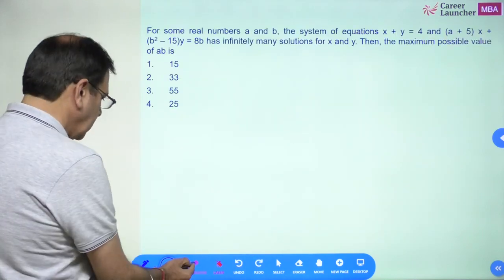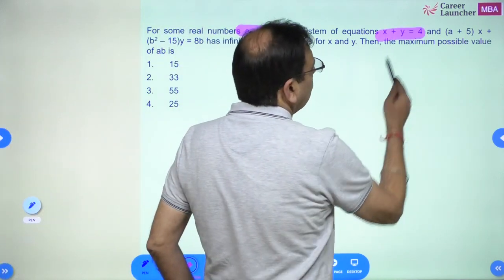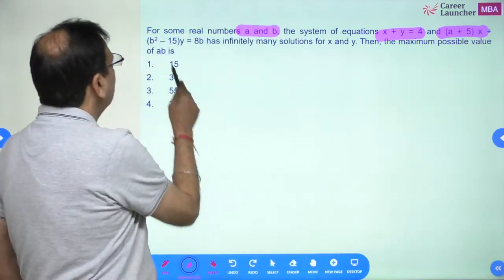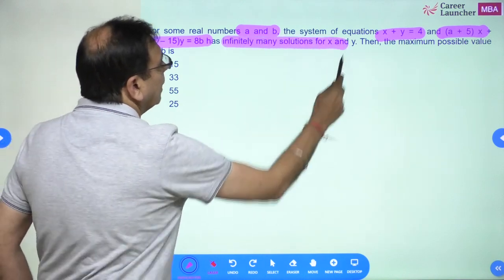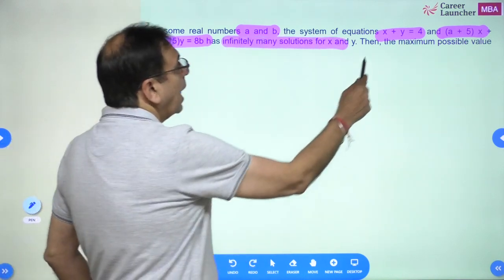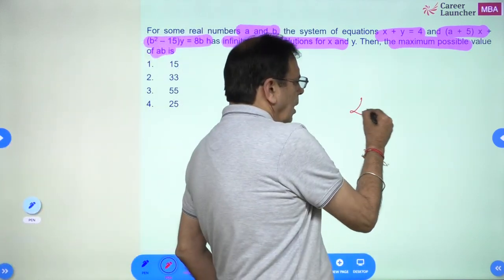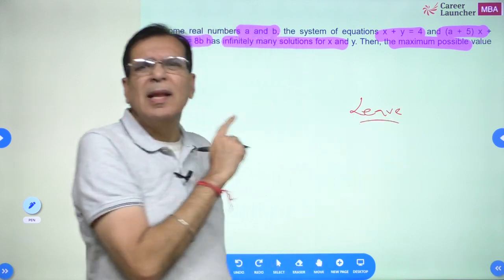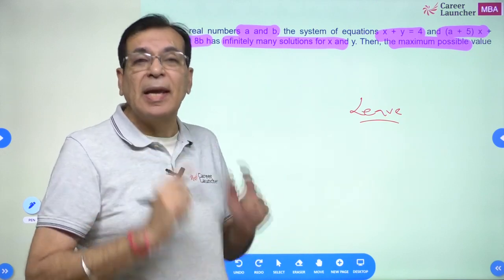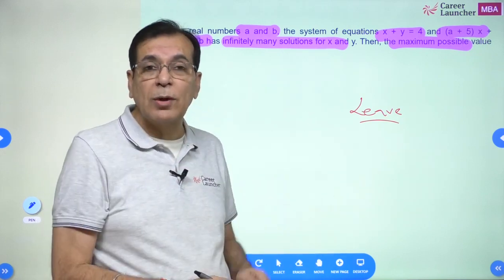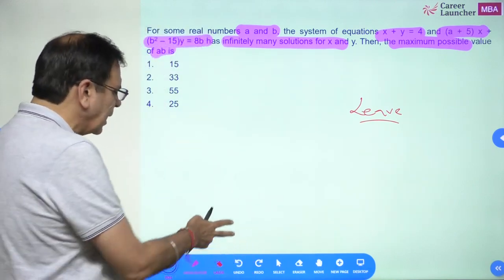Second question. Okay. For some real numbers a and b, the system of equations x plus y equal to 4 and (a plus 5) into x plus (b square minus 15) y is equal to 8b has infinitely many solutions for x and y. What is the maximum possible value of a into b? Leave. Why leave? I don't know what to do. I'll have to think as to how to go about doing it. And I'm sure most of you know, if a question makes me think, I'm not interested in the question. I only want to do those questions which I am 100% sure how to solve. So I'll leave it. The first 2 questions are gone, no problem, let's move ahead.